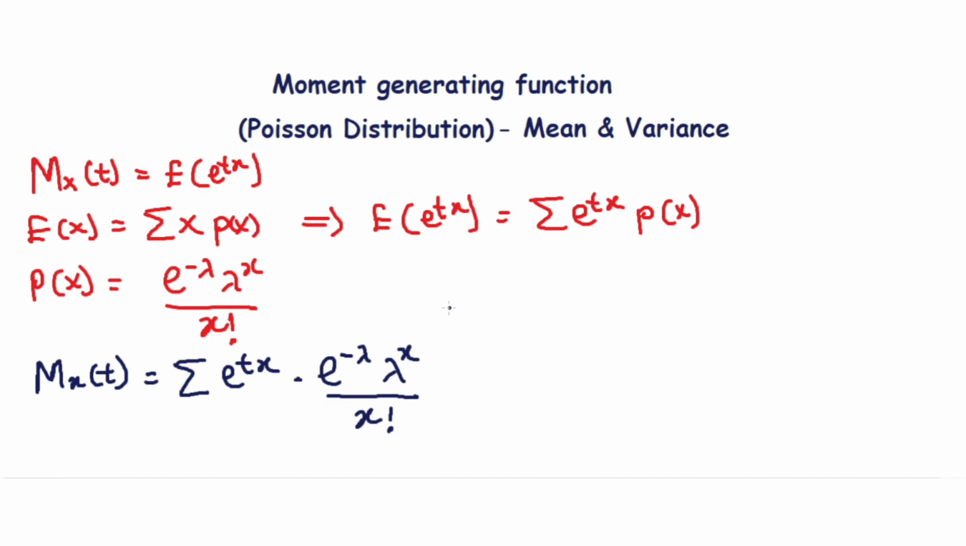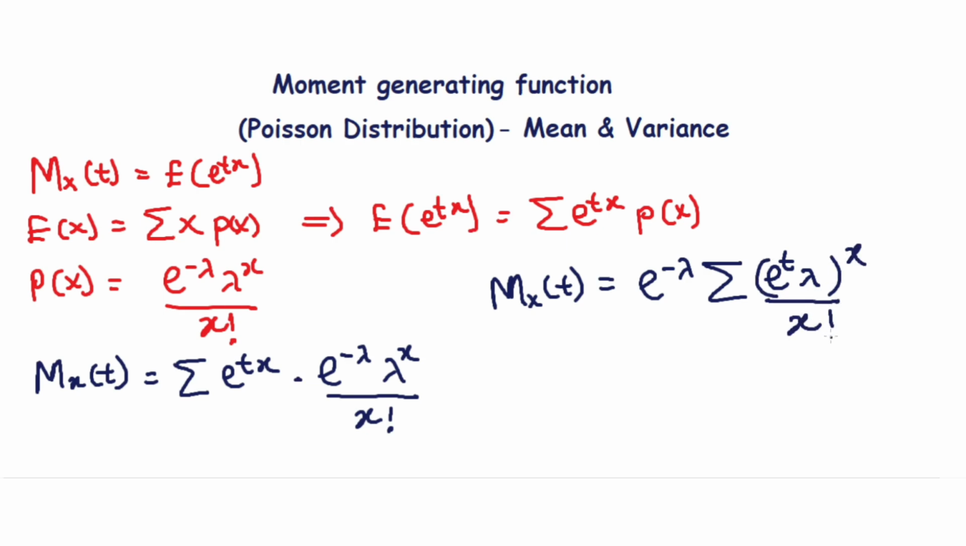Now, how do I go about this for us to get to where we're going? So I can basically write this as M_X(t) equal to, let's bring out e raised to the power of minus lambda because that's sort of like a constant. Then I will now write this as e raised to the power of t, then lambda here raised to the power of x, then over x factorial.